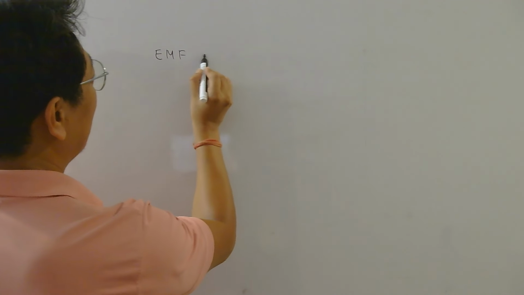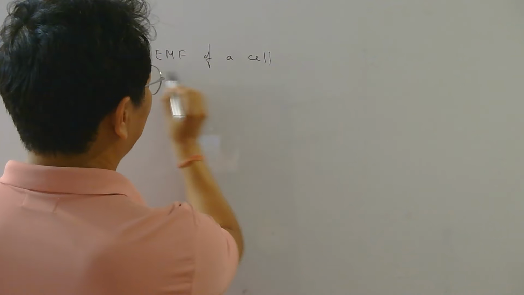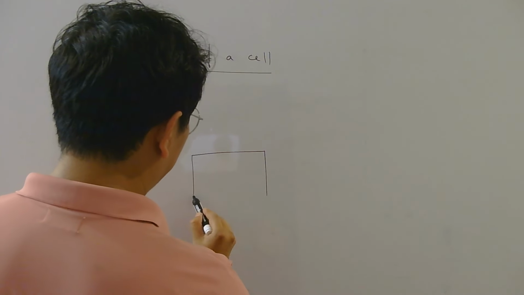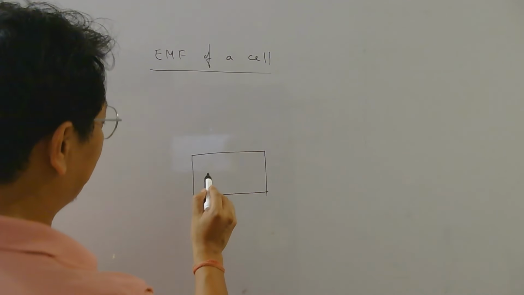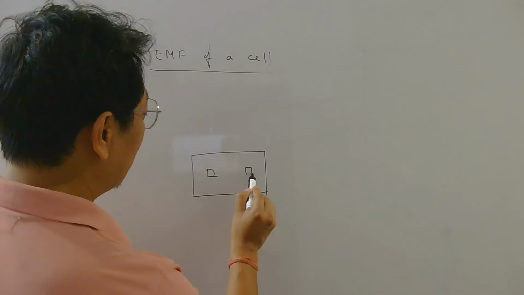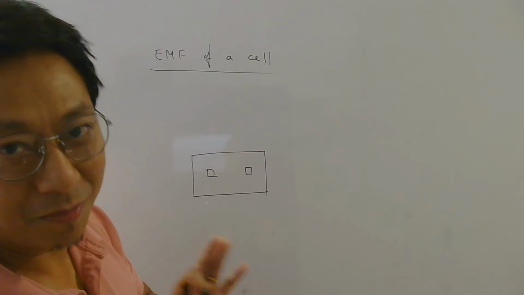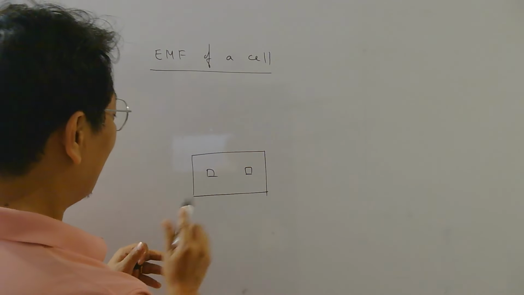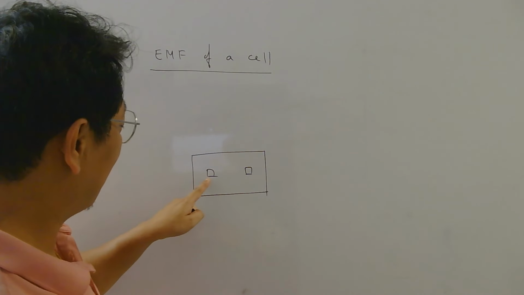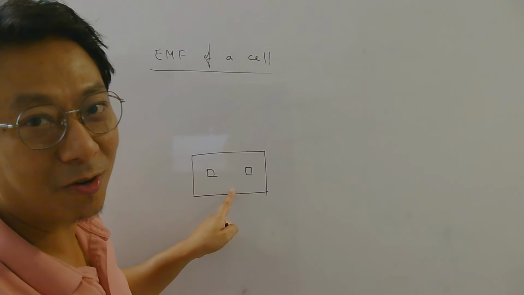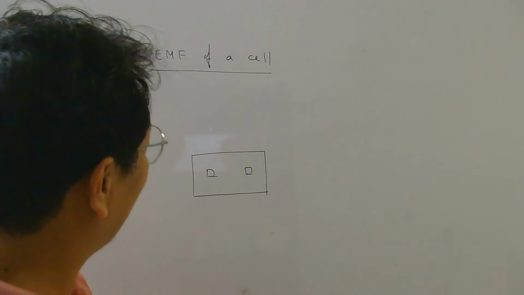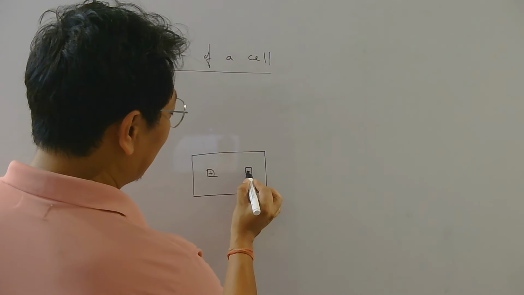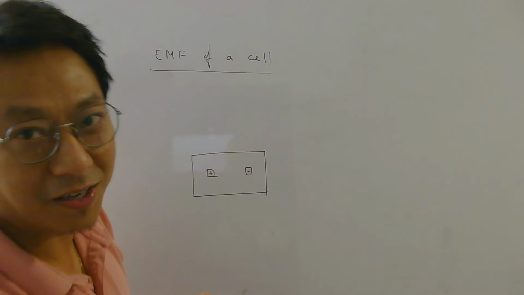EMF of a cell or battery. So in a cell, you know that there is some electrolyte and there are 2 electrodes. Now, due to some electrochemistry, due to some chemical reactions inside the cell, electrons will be transferred from the rod to the electrolyte and from the electrolyte to the other rod. Effectively what happens is one rod becomes positively charged and the other rod becomes negatively charged.